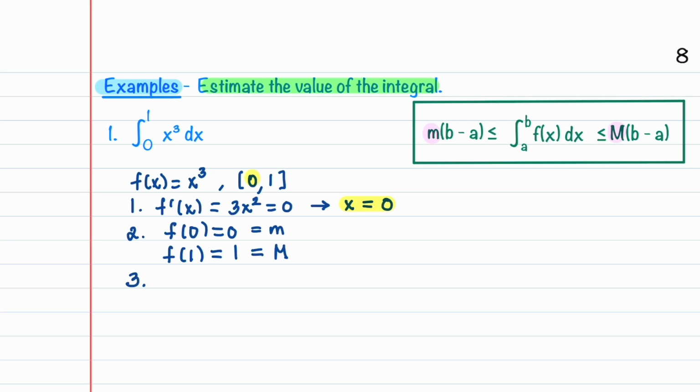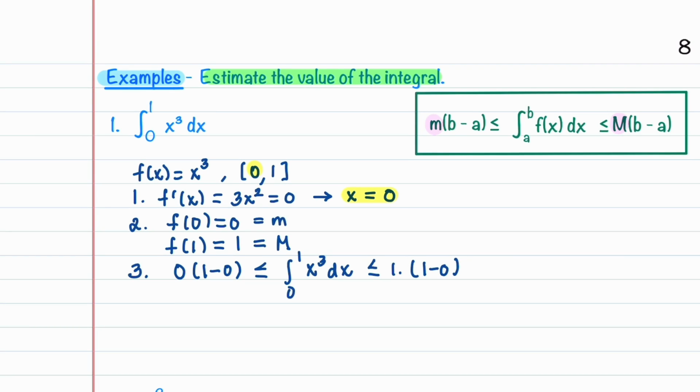Now we can estimate the value of our integral using the comparison property. Little m is 0, so we have 0. We'll go ahead and put b minus a, but we really don't need to because we have a 0 there. That is less than or equal to the integral from 0 to 1, x cubed dx, less than or equal to capital M, which is 1, times b minus a, which is 1 minus 0.